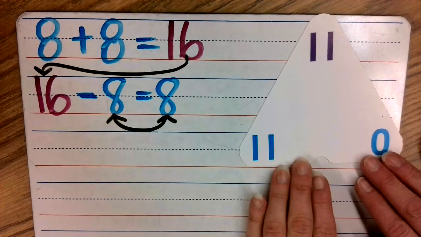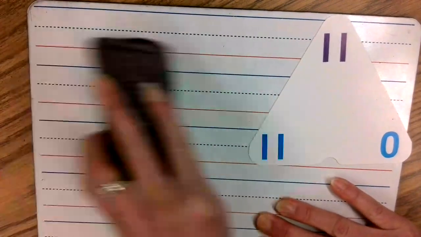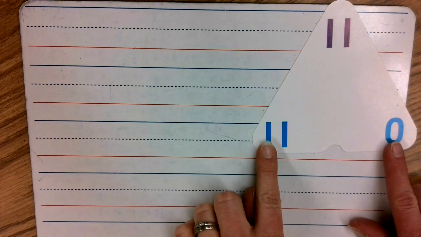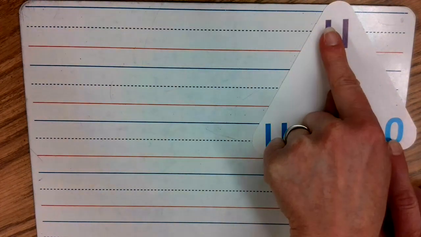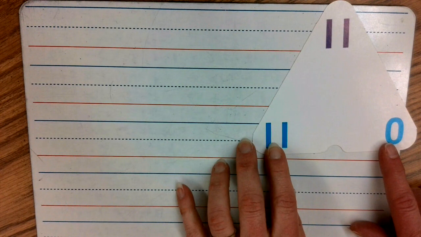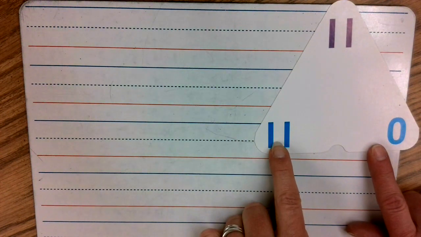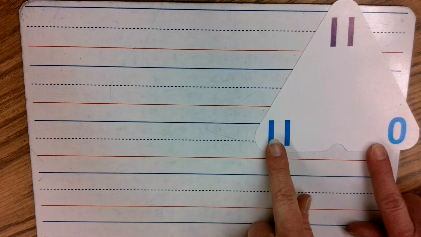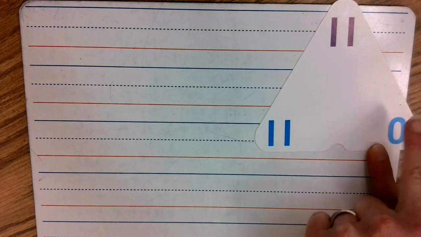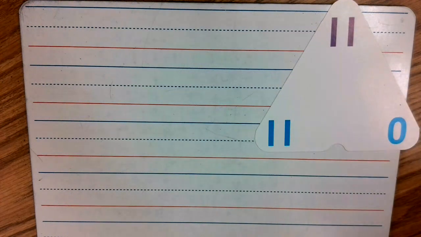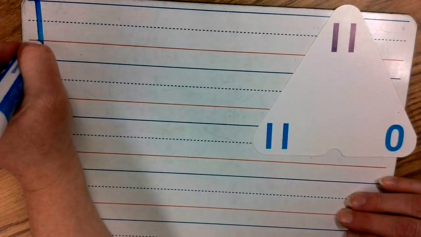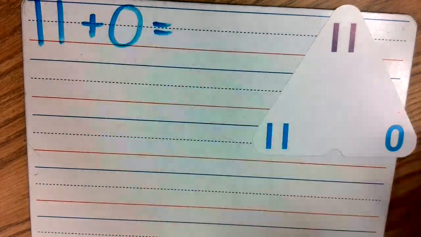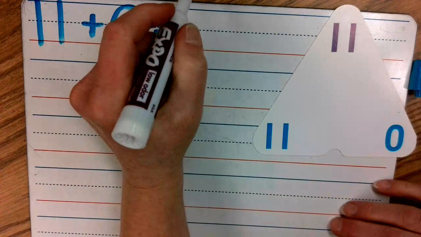Okay, I got out another card. All right, let's try this one. So down here we have our add-ins and we have our sum. We're going to try a fact family with a 0 in it. So let's write our first fact. Say it with me. It's going to be 11 plus 0 is 11. Let's write it. 11 plus 0 equals 11.